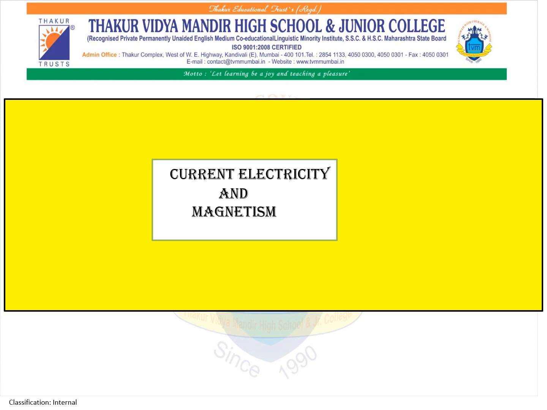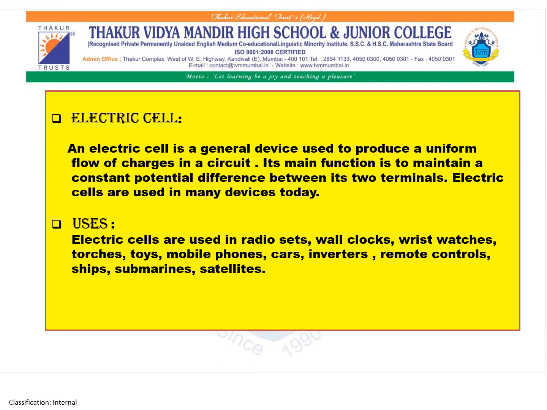Today we are going to study the fourth chapter, that is current electricity and magnetism. In the previous lesson we have already discussed potential difference, current electricity and the introduction of the atom. Today we are going to start with the electric cell. Now what exactly is an electric cell?